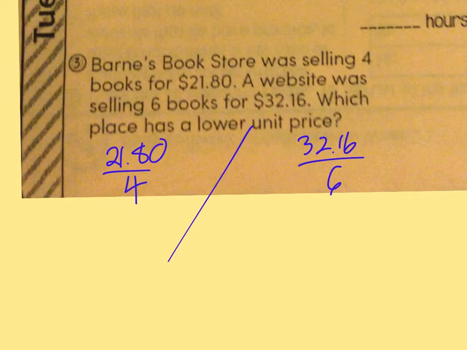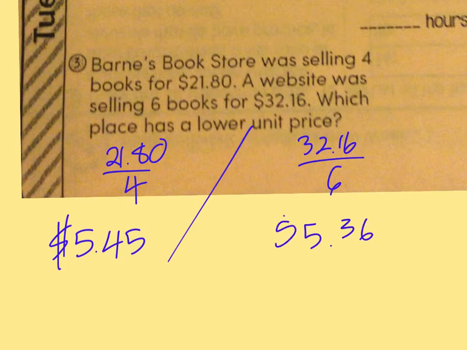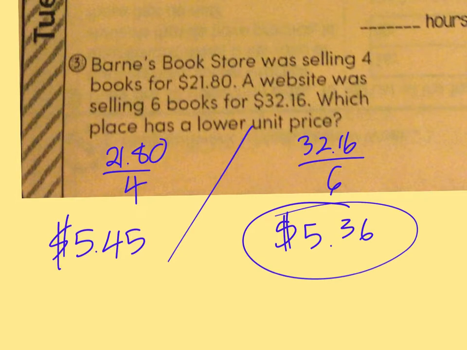So $21.80 divided by 4, we get $5.45 at that store. Online, we're going to do $32.16 divided by 6, and we get $5.36. So the online price is the better deal. All right, there's your Bellwork. Let's move on to some notes.